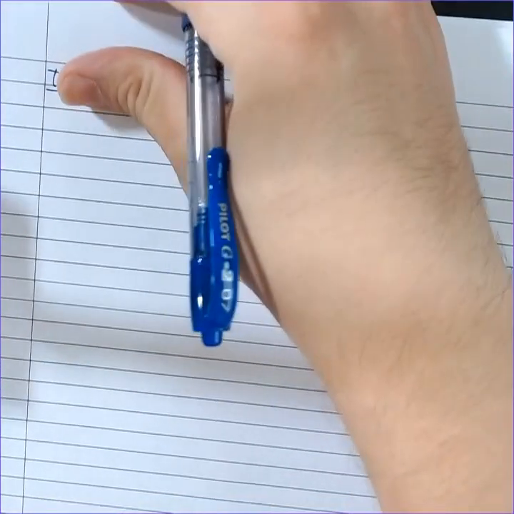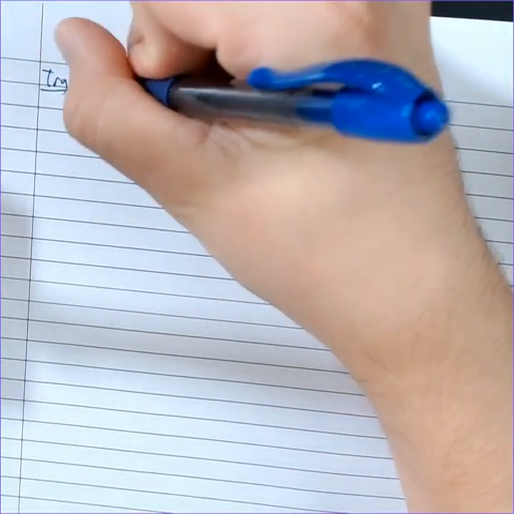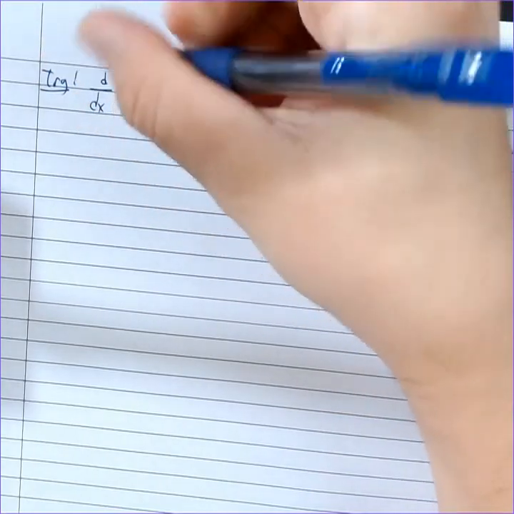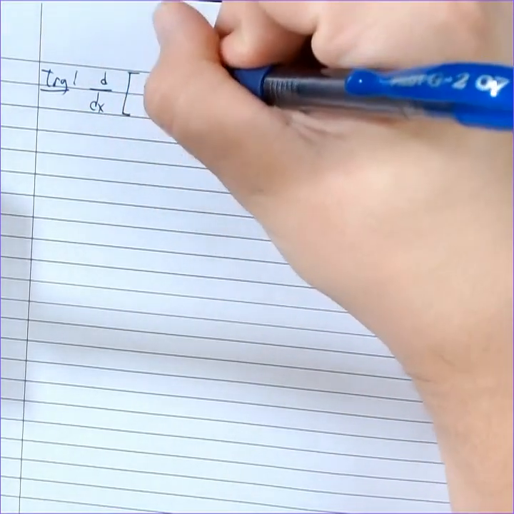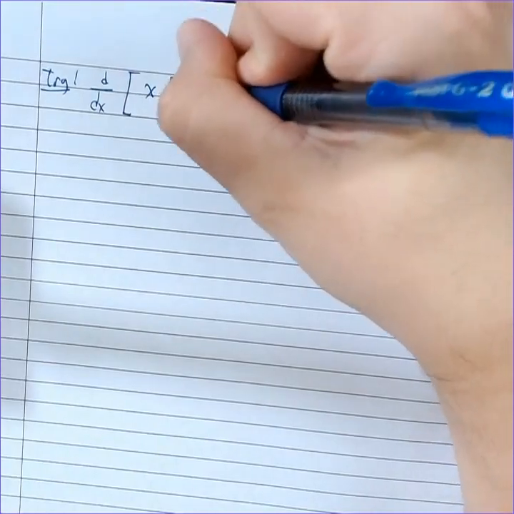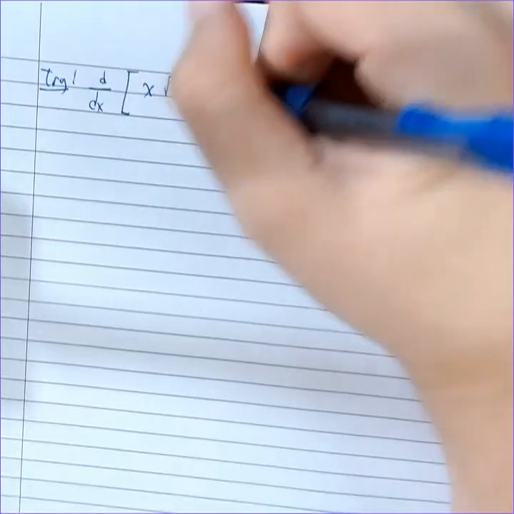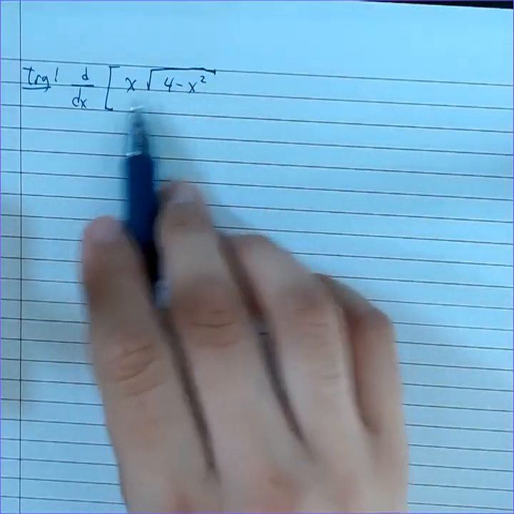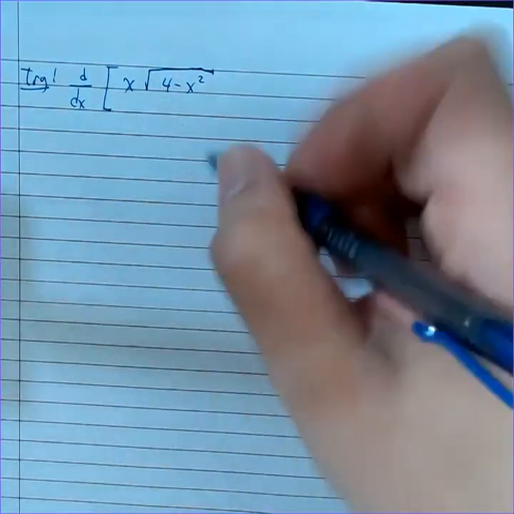All right, let's go ahead and have you find the derivative of x square root of 4 minus x squared. Notice that doesn't involve an arc function at all. That's just a product rule.